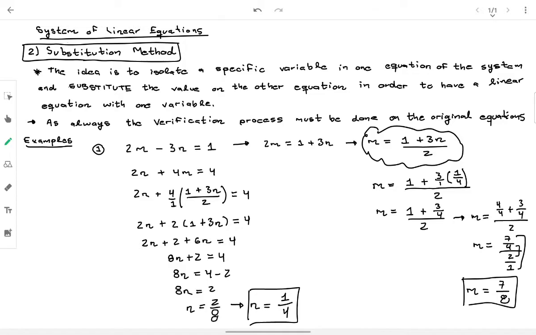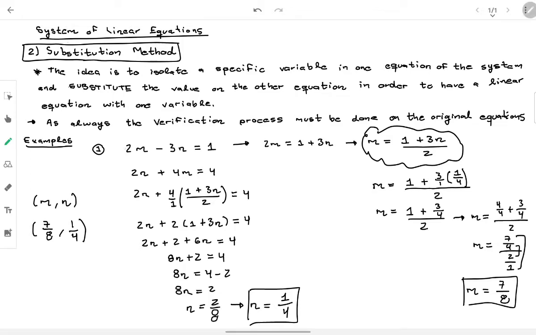Remember, we can put our answer in that way, or we can put our answer also in coordinates. In this case, we don't have x and y. Remember, when we have x and y, it is first the x, then the y. So normally, if we use coordinates with other letters, we respect the alphabetical order. So it's going to be m, comma, n. So our answer in coordinates is going to be 7/8, comma, 1/4.